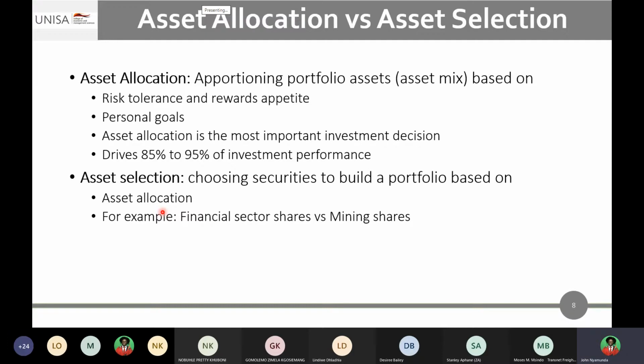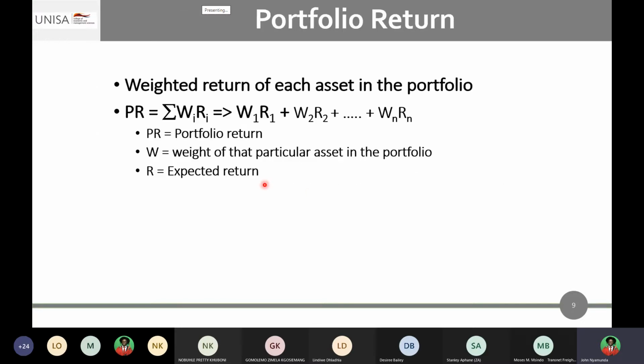So when people are making the most important decision, if I want to maximize return, the types of assets you have and their proportion in the portfolio is the most important. But when we talk about asset selection, we are saying which assets have we chosen in our portfolio. That's asset selection. But before we talk about correlation, we need to calculate what we call the weighted return of a portfolio. Remember, we said a portfolio is a combination of different types of assets.